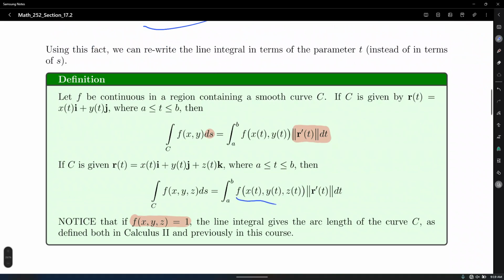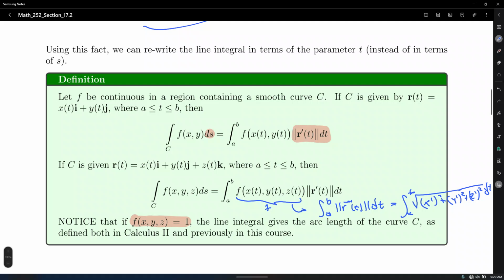If this equals 1, that's simply the integral from a to b of the magnitude of r prime of t dt. But what is the magnitude of r prime? Isn't that the integral from a to b of the square root of x prime squared plus y prime squared plus z prime squared? Isn't that the arc length integral, right? So if the integrand is 1, we're finding the arc length.